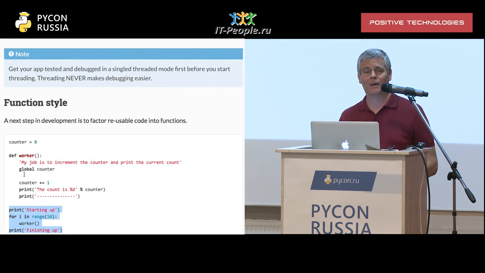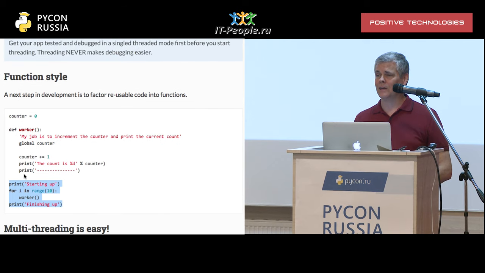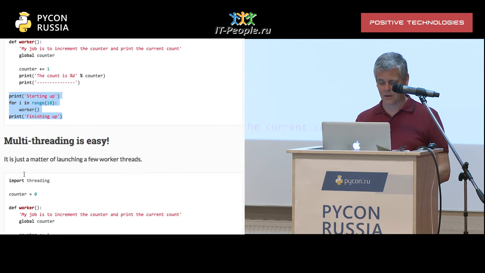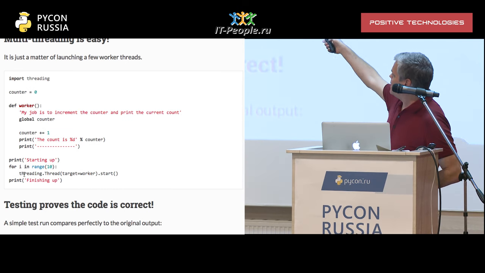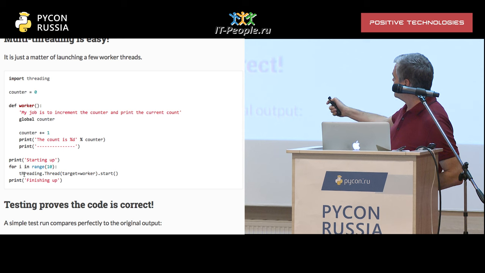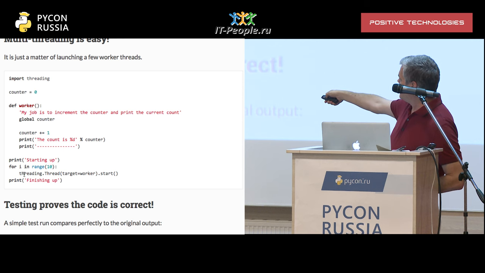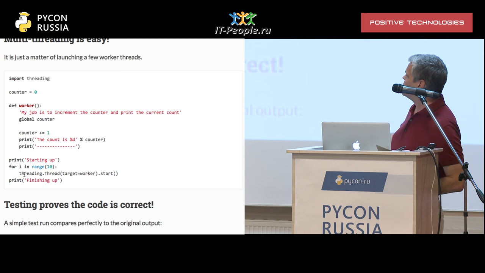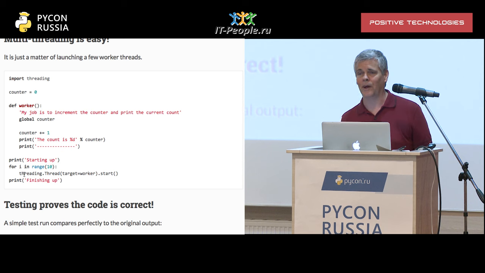All right, so do test your app before getting into multi-threading. Multi-threading is amazingly easy to add to code. All we have to do is import threading, and instead of calling our worker function directly, we launch it in a thread. Now we have a main thread running, and we start up the worker thread. The total amount of changes to this code is 1 line for the import and 1 line to launch the thread. Easy peasy? Any questions?